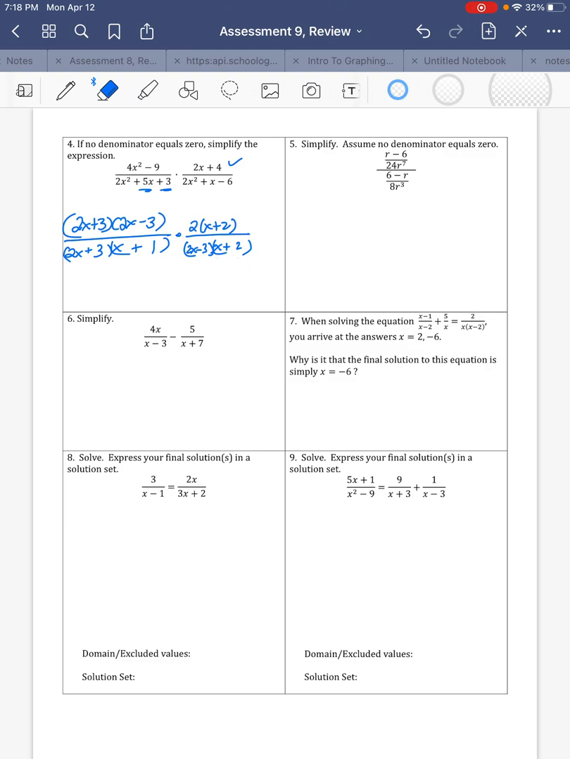All right, so there's my work, and I'm going to do some canceling. 2x minus 3, 2x plus 3, oh, x plus 2's. All right, so there's my answer, 2 over x plus 1.